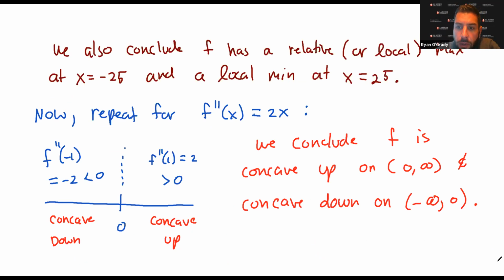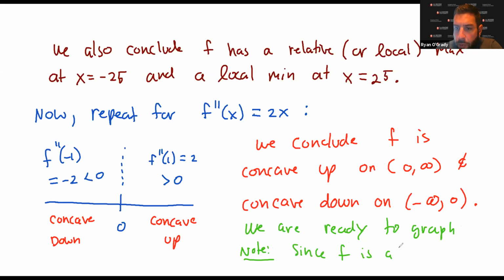So we can now graph this thing. So it might be worth pointing that out. So we are ready to graph. And note, since f is a polynomial, it doesn't have asymptotes.